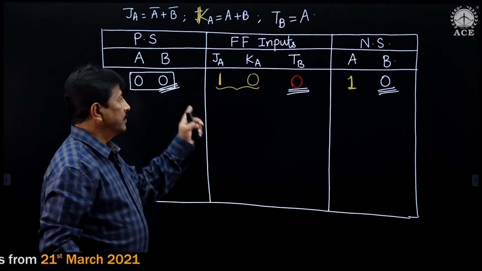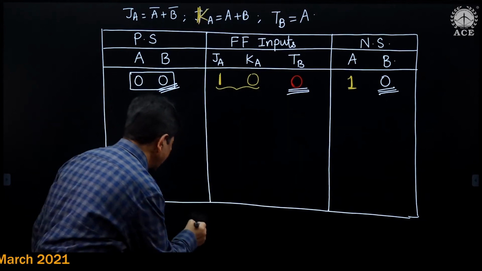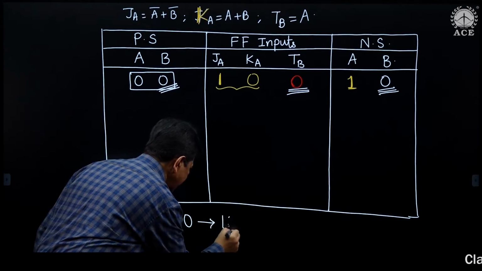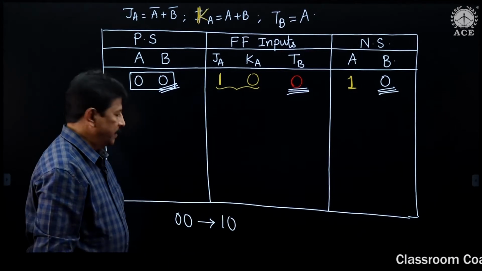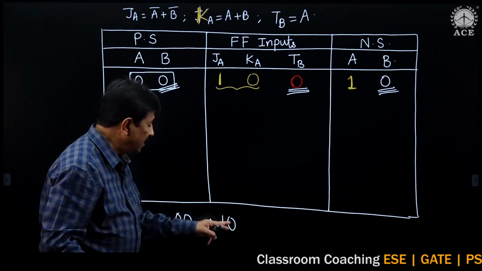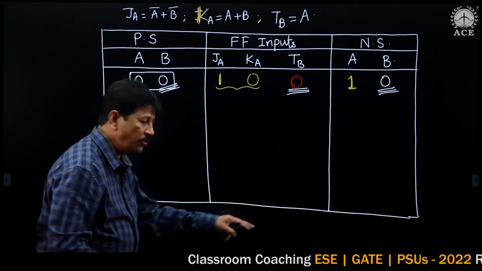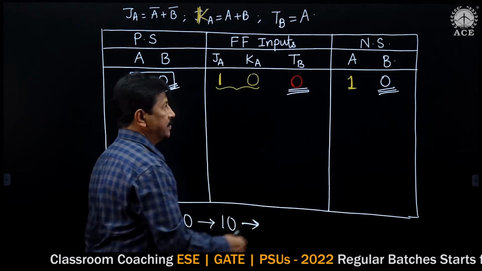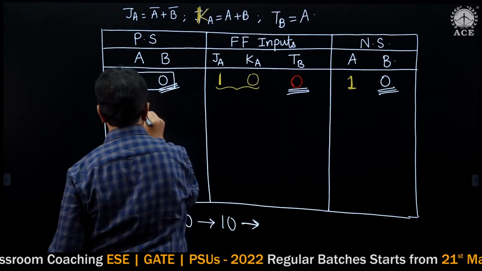So from 0, 0, it is going to value of 1, 0. So I am going to put it like this. From 0, 0, this is going to 1, 0. This is the present state and this is the next state. Now, take this one as present state and we have to find out what is its next state. So I am going to take this 1, 0 here.